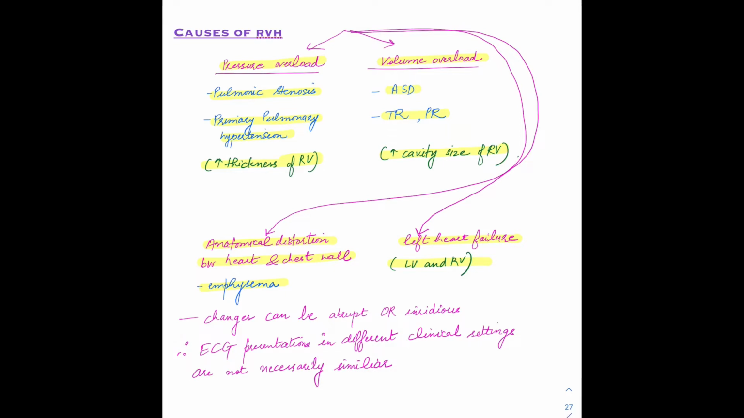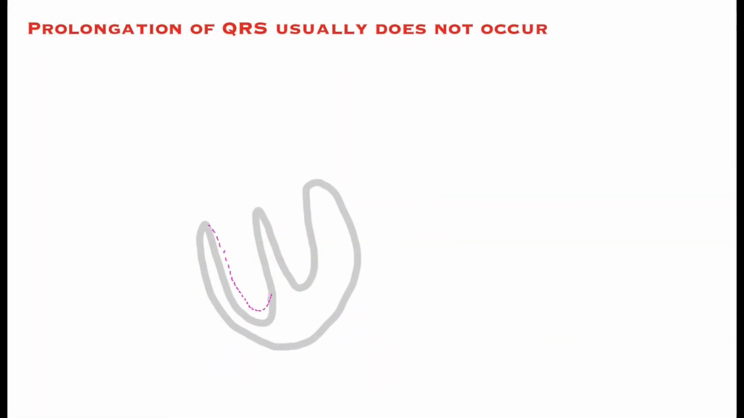So the changes in the ECG can be abrupt or insidious. Abrupt is something that you can see in case of pulmonary embolism, or it could be insidious. So the ECG presentations in different clinical settings are not necessarily similar. You can have different criteria being held true in different scenarios. Just like I discussed a few concepts before going into the criteria of LVH in the previous video, I would again like to touch on certain concepts so that it's easier for you to remember the criteria.